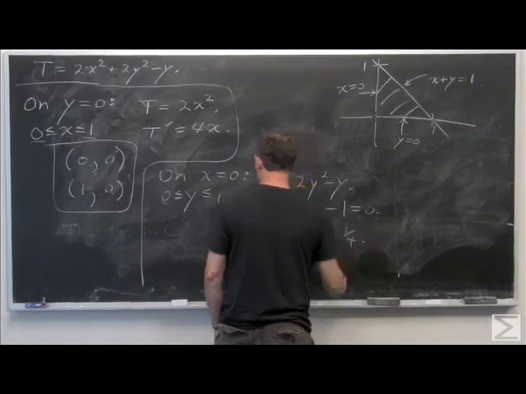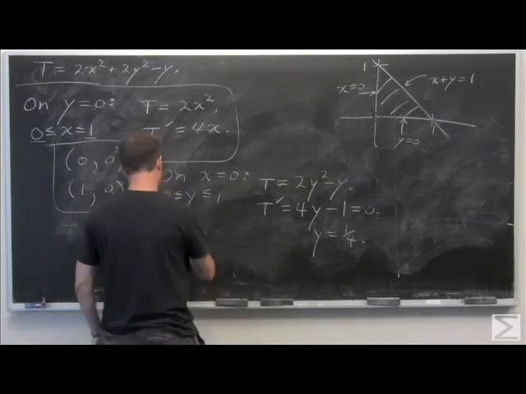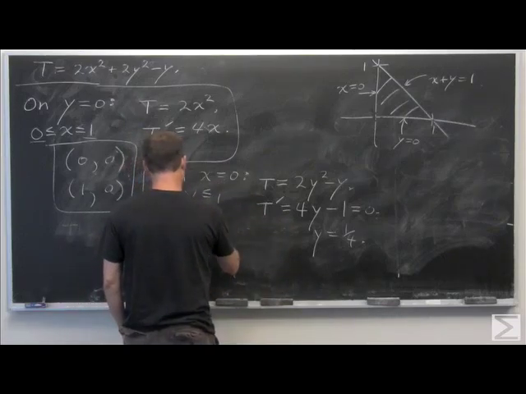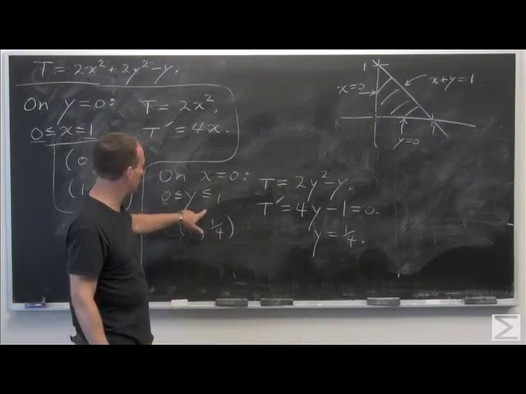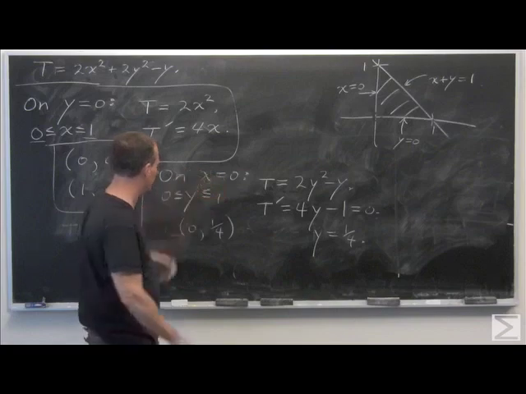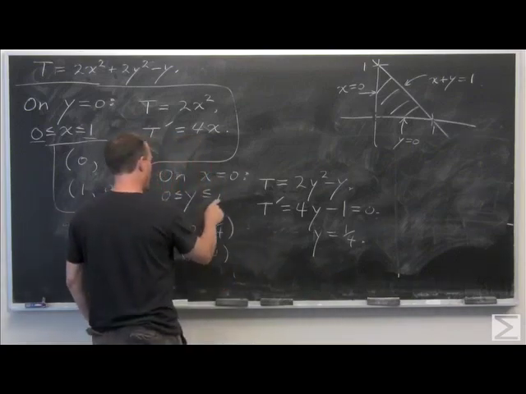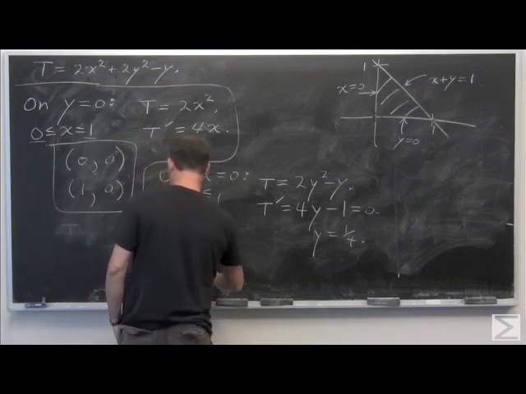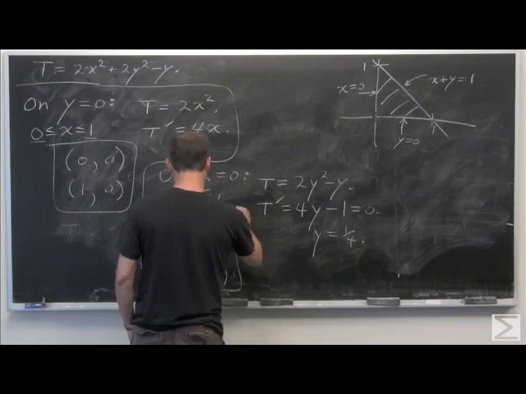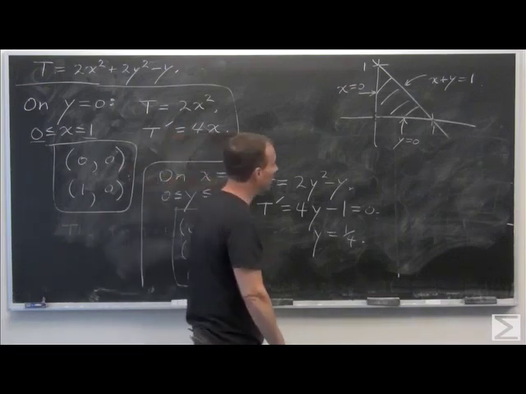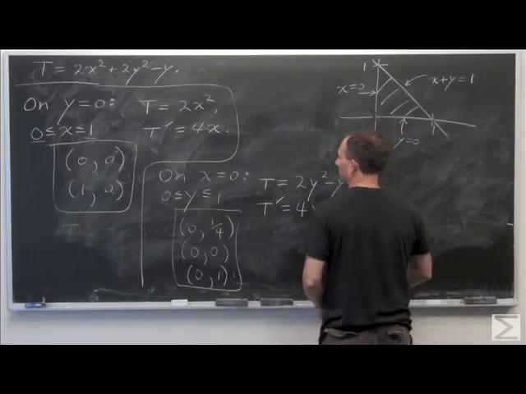Well, so yeah, we got x equals 0, y equals 1/4 again. So yes, we have to check that. 0, 1/4 is one point we have to check. And of course, we have to check the endpoints of this interval when y is 0 and y is 1 and x is 0 both times. So again, we get 0, 0. But we also get when x is 0 and y is 1. So we also get 0, 1. So we have to check these points. We already had 0, 0.